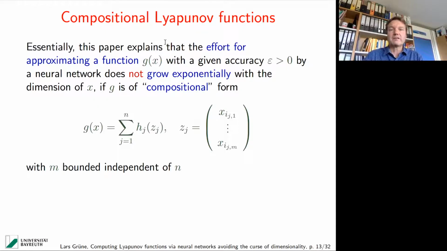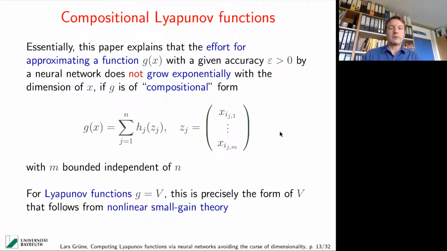Well, this paper explains that if the function g that we want to approximate by a neural network with a given accuracy epsilon has this kind of compositional form, so basically we divide the state vector x into subvectors of smaller dimension m, and then we assume that the function g is a sum of a set of other functions, hj, which only depend on these subvectors zj, right? And m should be bounded independent of n. So if we increase the overall dimension, the dimension of these subvectors should not increase. And then actually we can approximate these kind of functions without the need to let the network grow exponentially.